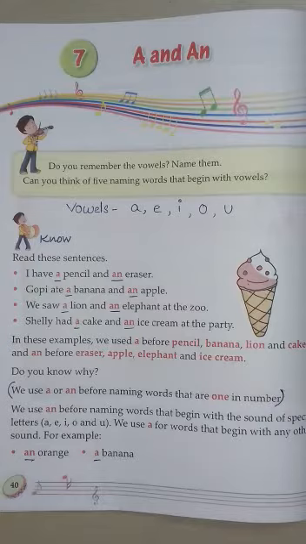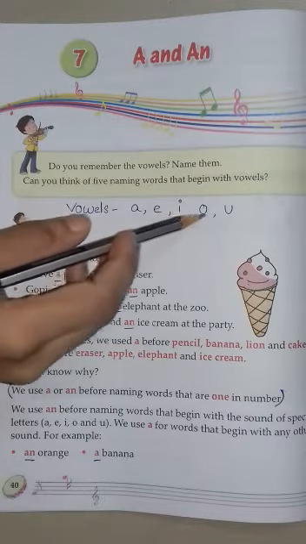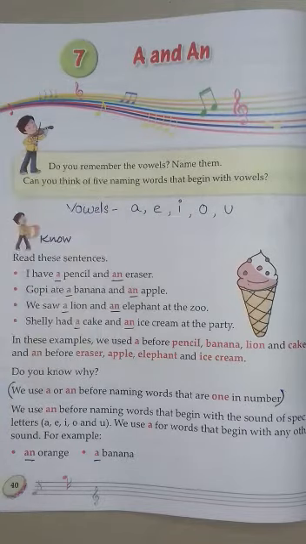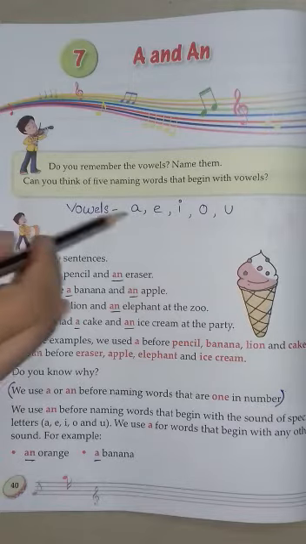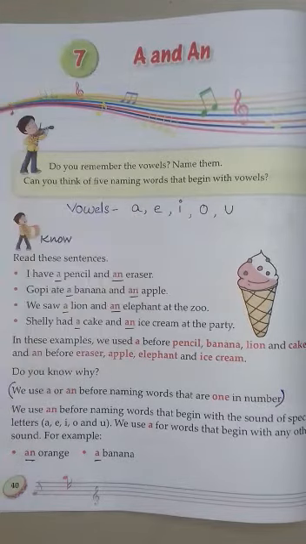Okay? So in earlier classes, we learned that we have 5 vowels in our English alphabet, and they are A, E, I, O, U. They are vowels because they have a special sound. So when we have to put A and An before words, we have to know about our vowels. How many vowels are there? There are 5 vowels in our English alphabet. What are they? A, E, I, O, U. And other letters are called consonants.